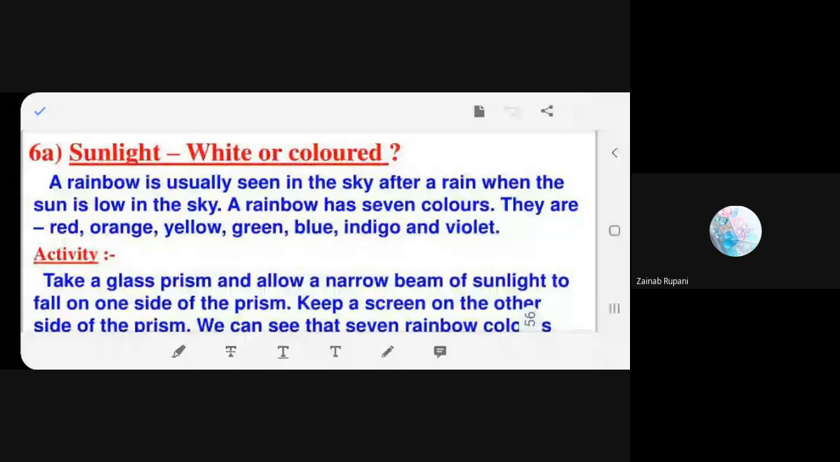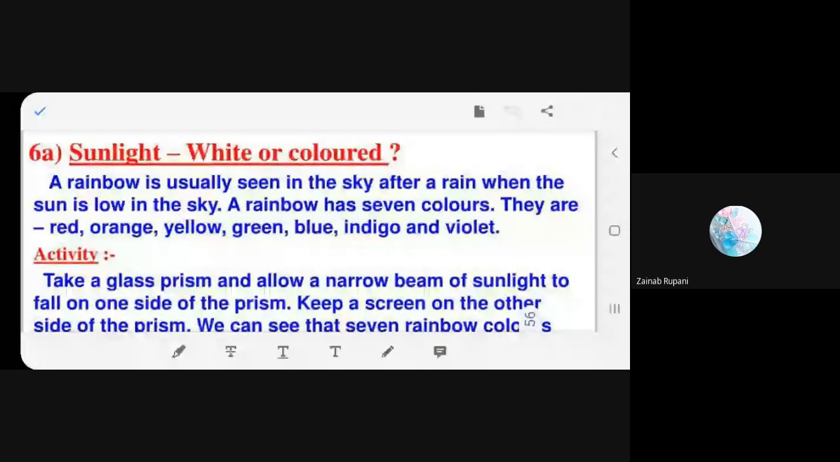Sunlight, white or colored. A rainbow is usually seen in the sky after a rain when the sun is low in the sky. A rainbow has seven colors. They are red, orange, yellow, green, blue, indigo, and violet.